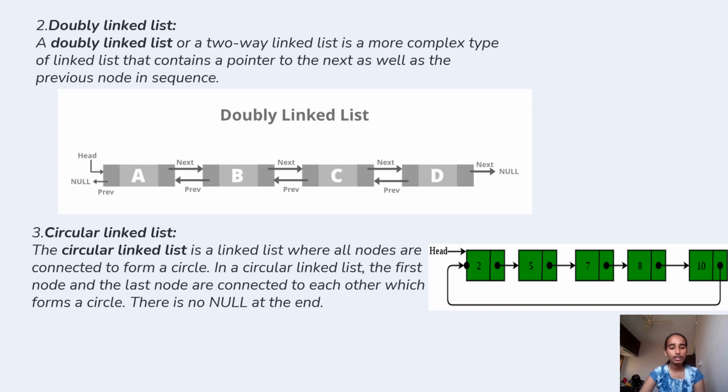In circular linked list, all nodes are connected to form a circle. In a circular linked list, the first node and the last node are connected to each other, which forms a circle. There is no null at the end. You could see in this picture that the first node and the last node are connected, and the first node to the second node, there is a connection like this. The connection between second node to third node to fourth node. This is called a circular linked list.